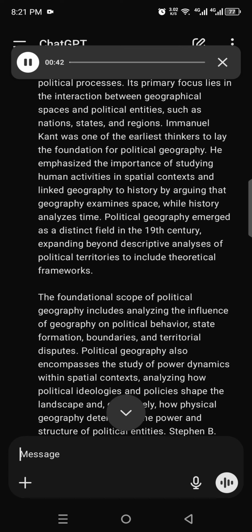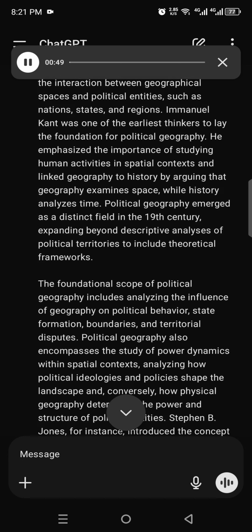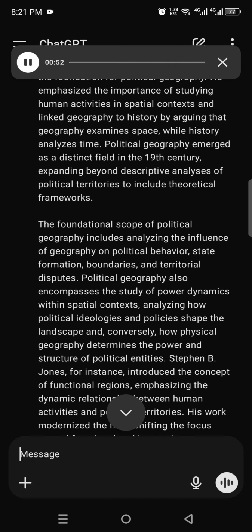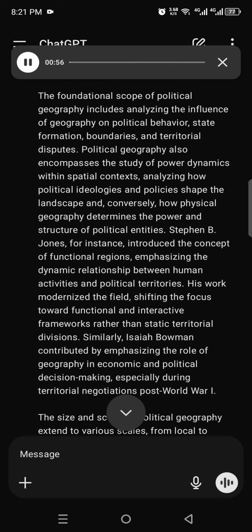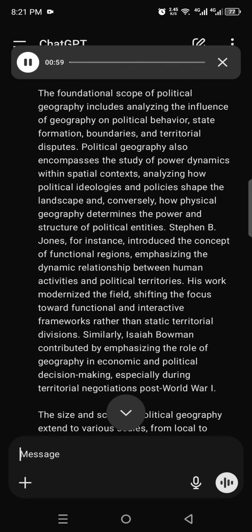Political geography emerged as a distinct field in the 19th century, expanding beyond descriptive analyses of political territories to include theoretical frameworks. The foundational scope of political geography includes analyzing the influence of geography on political behavior, state formation, boundaries, and territorial disputes. Political geography also encompasses the study of power dynamics within spatial contexts, analyzing how political ideologies and policies shape the landscape, and conversely, how physical geography determines the power and structure of political entities.